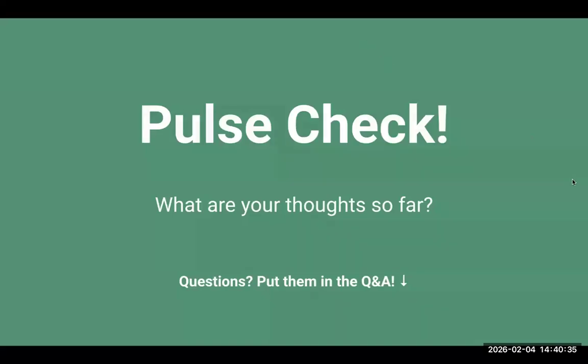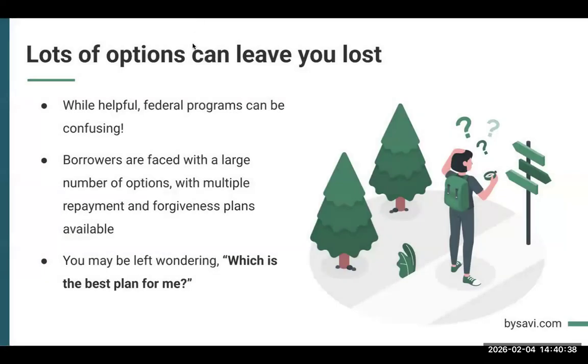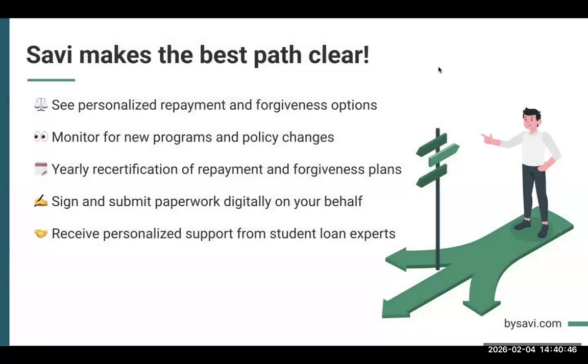Keep them coming. A lot of options can definitely leave you lost, as you can see from all of these questions and policy updates. It can be very confusing. And that's exactly why Savvy exists. So you're able to see everything you qualify for when it comes to repayment options and forgiveness options. We're always monitoring for new programs and policy changes and updates. Especially right now, I think that's the most important thing because it just seems like everything is changing.